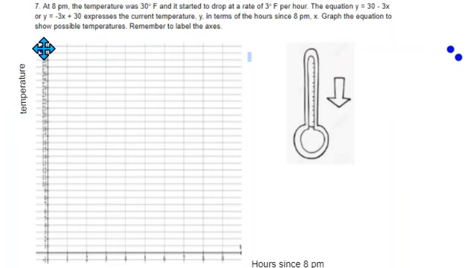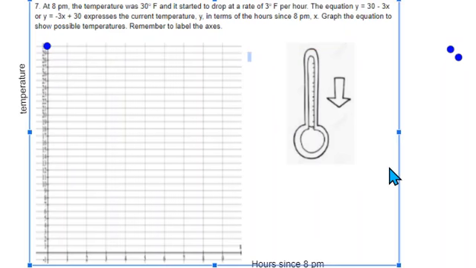Sometimes it's hard to re-grab it, so what I do is I point away from it and then I point on it again. And you can see it just takes a little bit of adjustment to get it to the right spot. All right, so I wanted to start at 30 on the y-axis. And then I need a slope of -3.